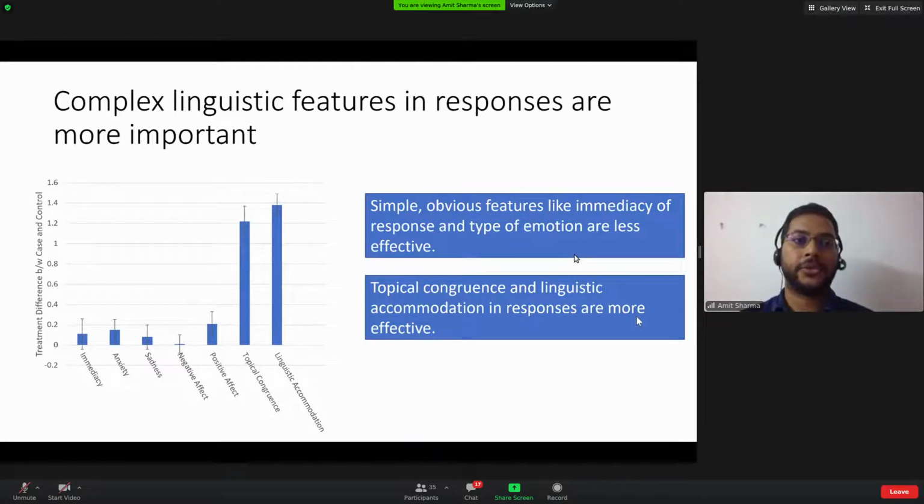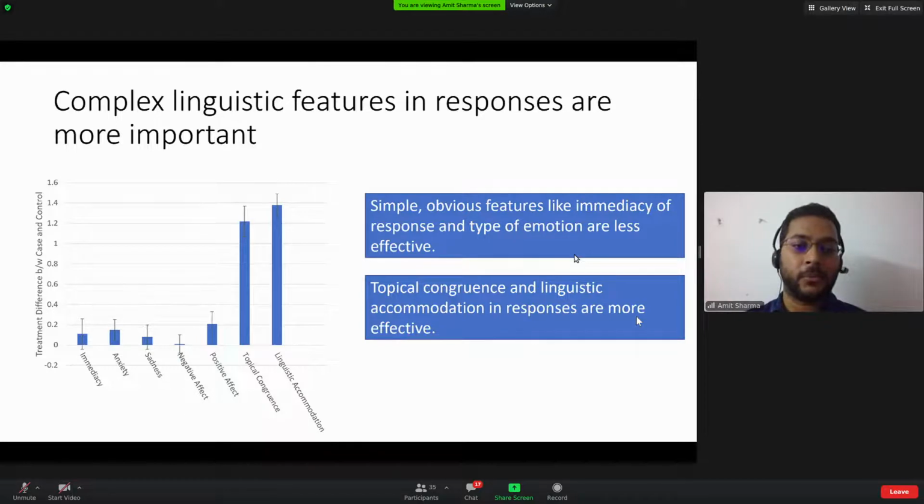And when you do that, you find that it becomes much more interesting. So first of all, obvious things like immediacy of response or the emotions that are used by the responder actually don't have that much of an effect. So if you look on the left, I'm showing you a plot where there's a treatment difference between case and control, which means how much was this feature useful for improving a person's mental health. And on the x-axis, I'm showing the different features.